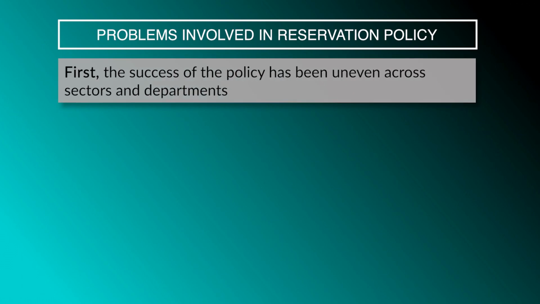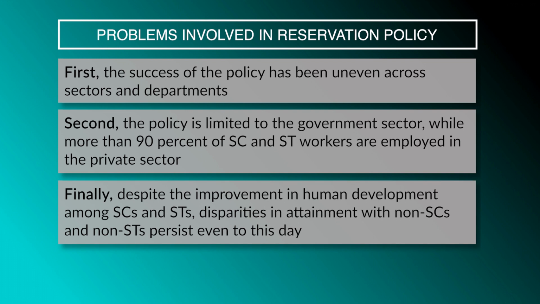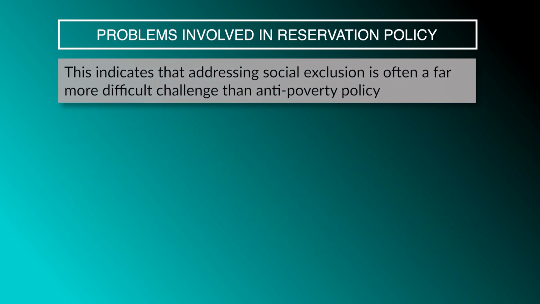First, the success of the policy has been uneven across sectors and departments. Second, the policy is limited to the government sector, while more than 90% of scheduled castes and scheduled tribe workers are employed in the private sector. Finally, despite the improvement in human development among scheduled castes and scheduled tribes, disparities in attainment with non-scheduled castes and non-scheduled tribes persist even to this day. This indicates that addressing social exclusion is often a far more difficult challenge than addressing challenges like poverty in India.